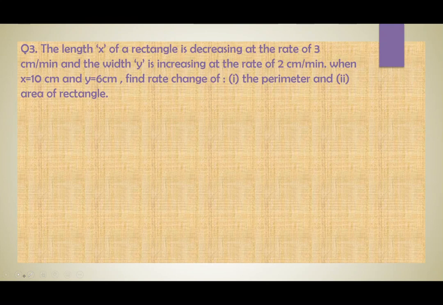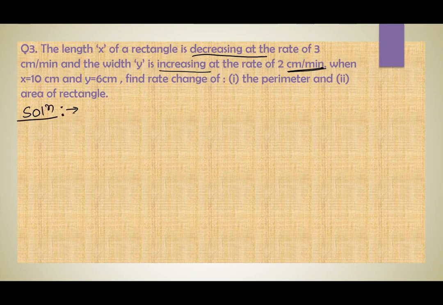Let us discuss question number 3. The length x of a rectangle is decreasing at the rate of 3 centimeter per minute and the width y is increasing at the rate of 2 centimeter per minute, when x is equal to 10 and y is equal to 6 centimeter. You need to pay close attention to increasing and decreasing parts. Find the rate of change of first part is the perimeter and the second is area of rectangle. Again, see when it is given per minute यानी with respect to time है, so वो d by dt के format में rate आया है. Okay, let's solve this solution.